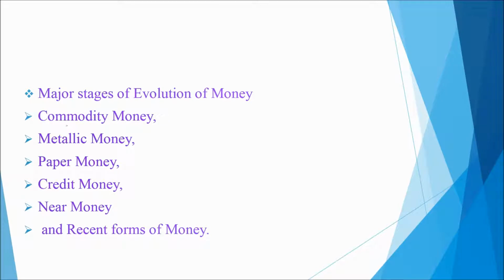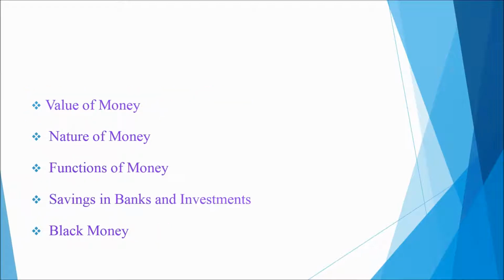Under this, we have commodity money, metallic money, paper money, credit money, near money and recent forms of money. Then we have value of money, nature of money, functions of money, savings in banks and investments. Finally, we have black money.